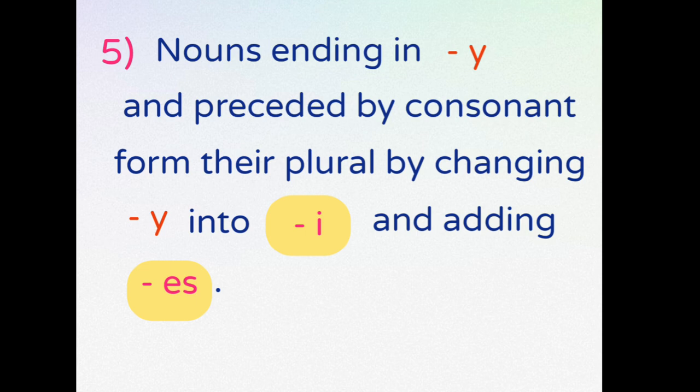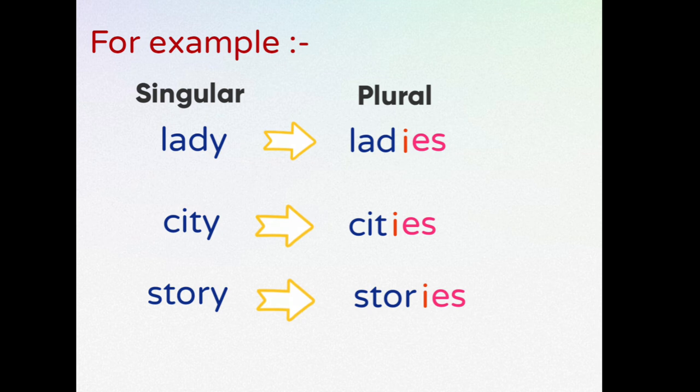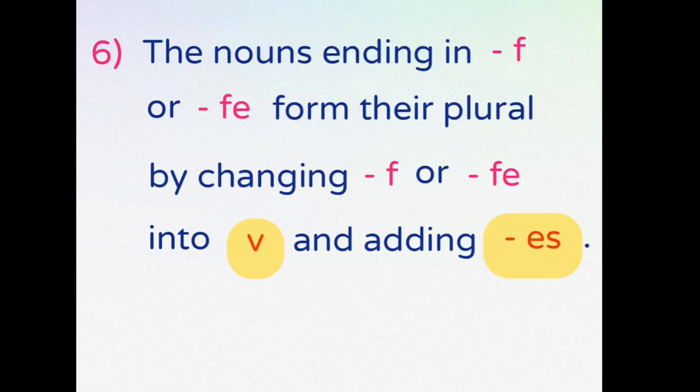Okay, the fifth rule: nouns ending in y and preceded by a consonant form their plural by changing y into i and adding es. So you have to remove y and add ies. For example, lady. Lady is ending in y, so y is removed and ies is added, forming its plural as ladies. Before y, the consonant d is there. Similarly, city, cities. Story, stories.